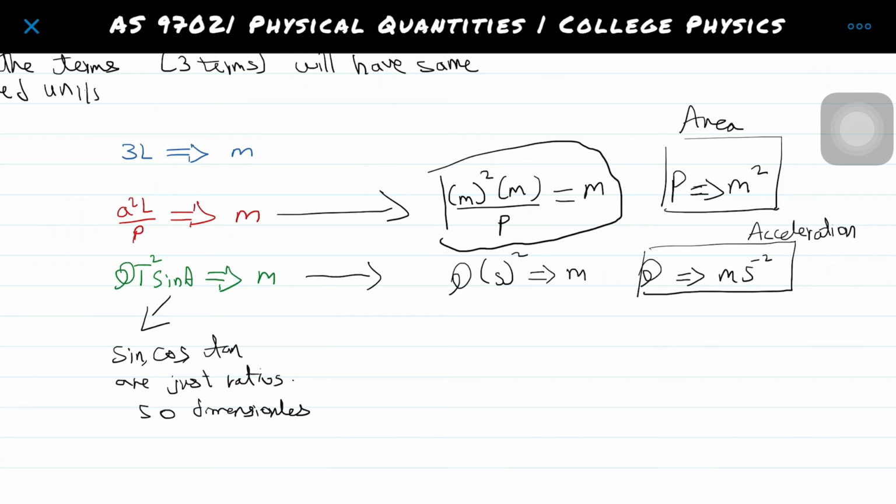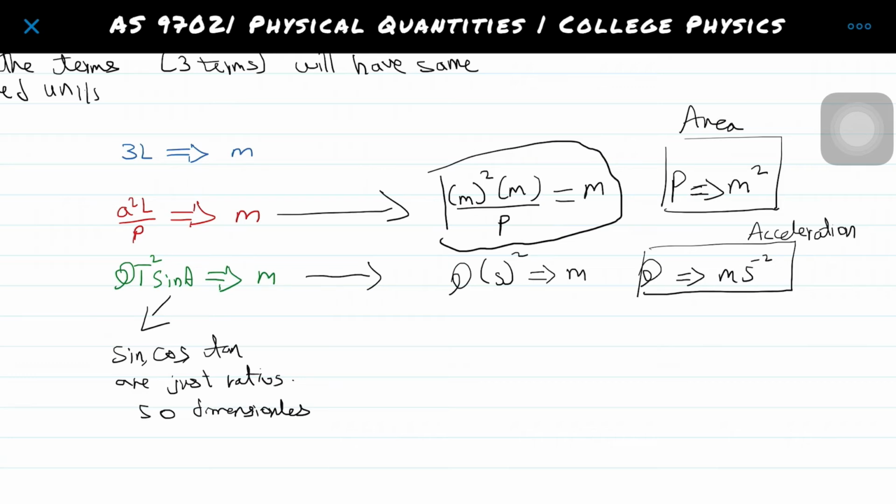We know that sine theta, sine, cos, tan, they're all just ratios, so they're dimensionless. Therefore, there are no units, so we will not include that in the equation further. So it will be insignificant for us. So now we have qt square is equal to m.